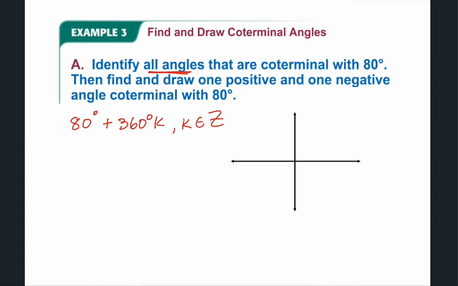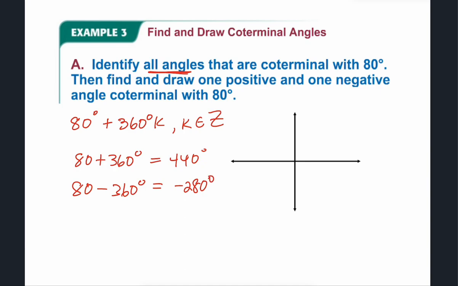Now, they said to find one positive and one negative. So for one positive, we're just going to add one 360. We could add two 360s if we wanted, 720, but 80 plus 360 is 440. To find a negative, we're just going to subtract 360, which gives negative 280 degrees.